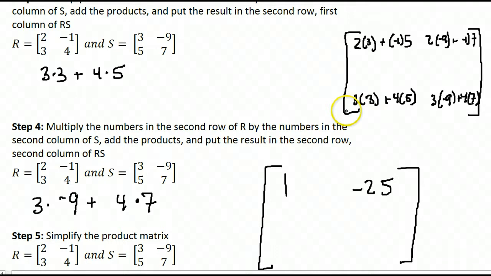Second row, first element: 3 times 3, which is 9, plus 4 times 5, which is 20, so that's 29. And the last element of the second row is 3 times negative 9, which is negative 27, plus 4 times 7, which is 28, which gives us a positive 1. So the answer to our matrix is: first row is 1 and negative 25, second row is 29 and 1.